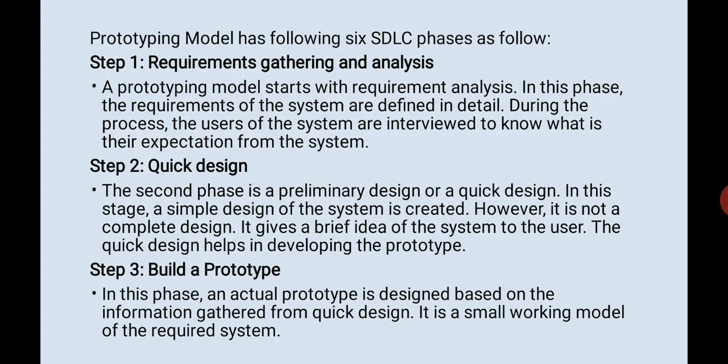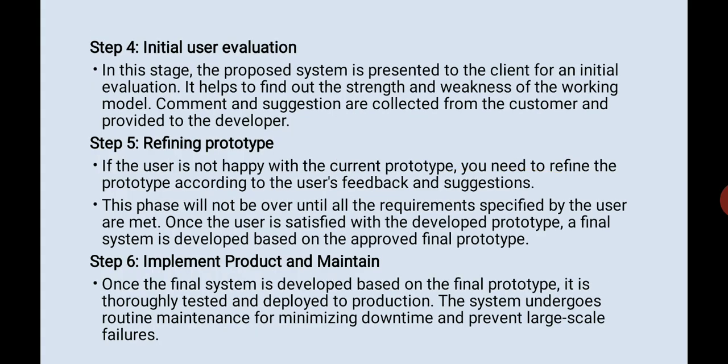It is a small working model, so it will show the customer how the thing will actually do the work, and then we move forward to receive their feedback. The next step is initial user evaluation, that is step number 4. In this stage, the proposed system is presented to the client for an initial evaluation. It helps to find out the strengths and weaknesses of the working model.